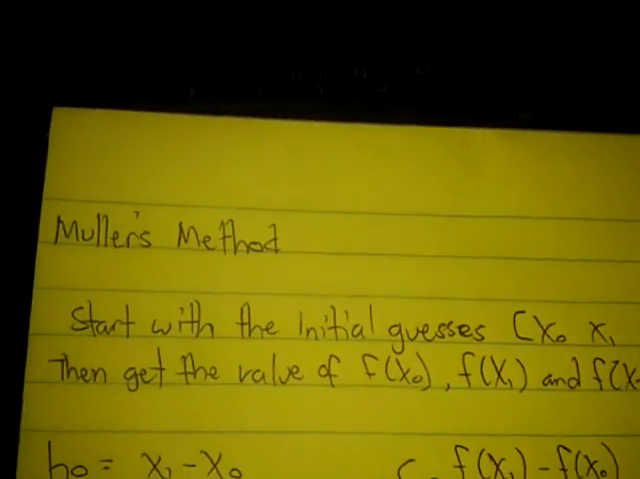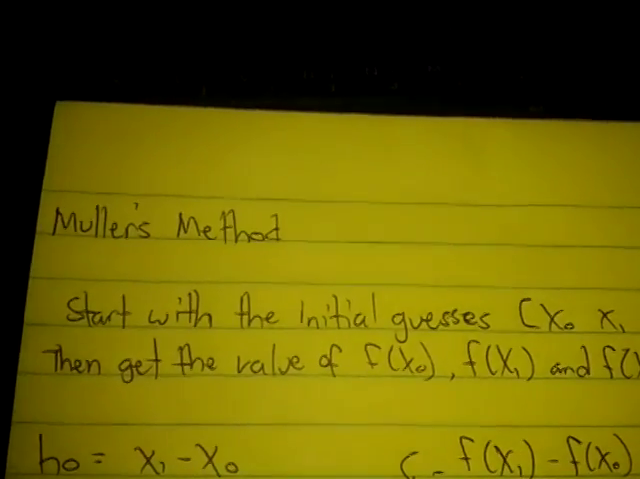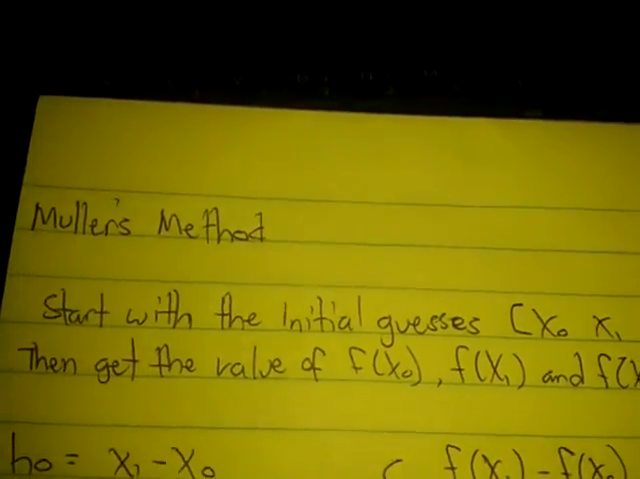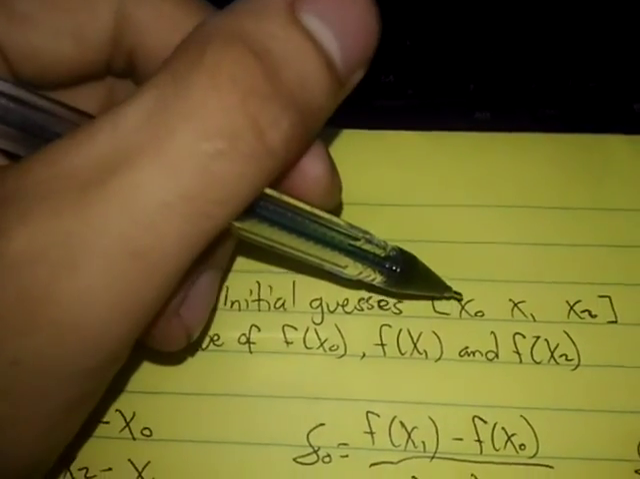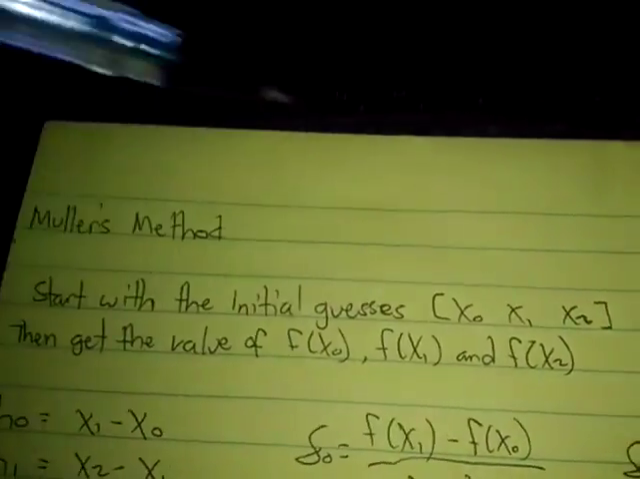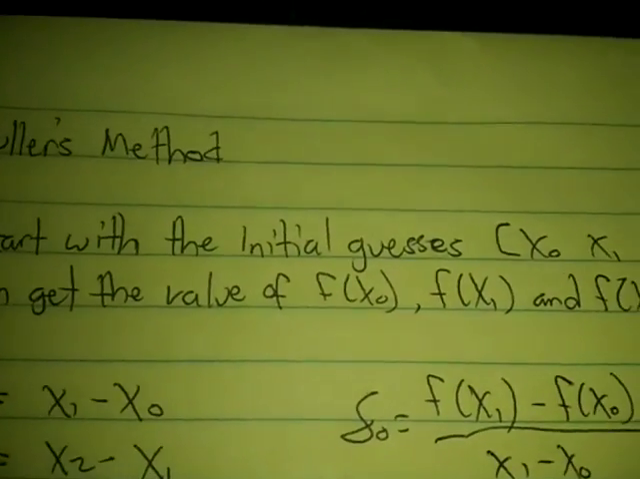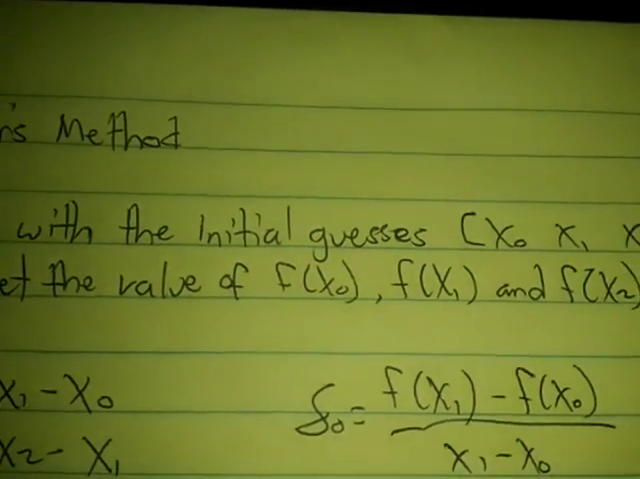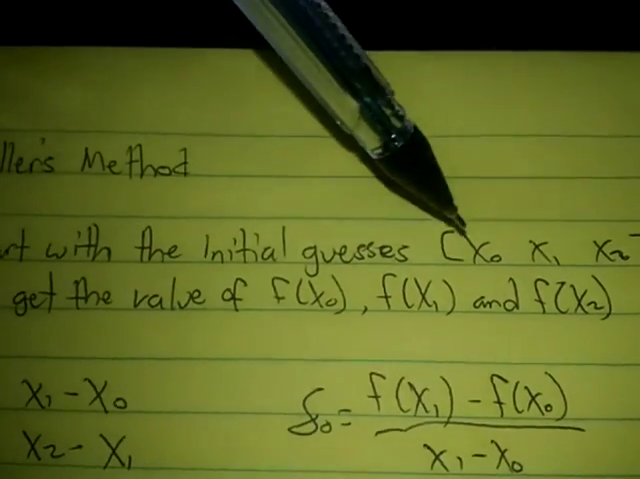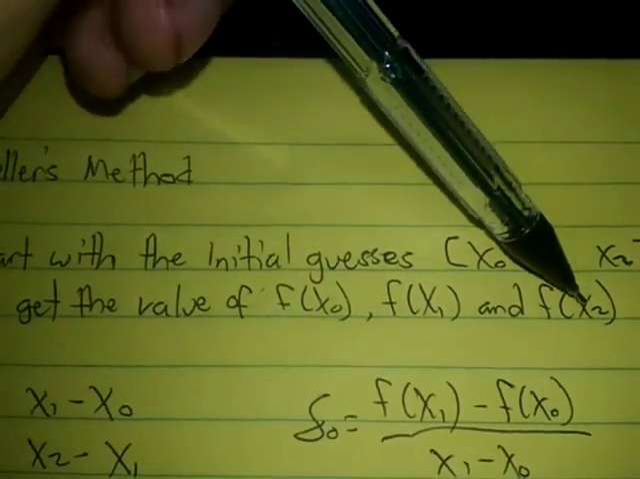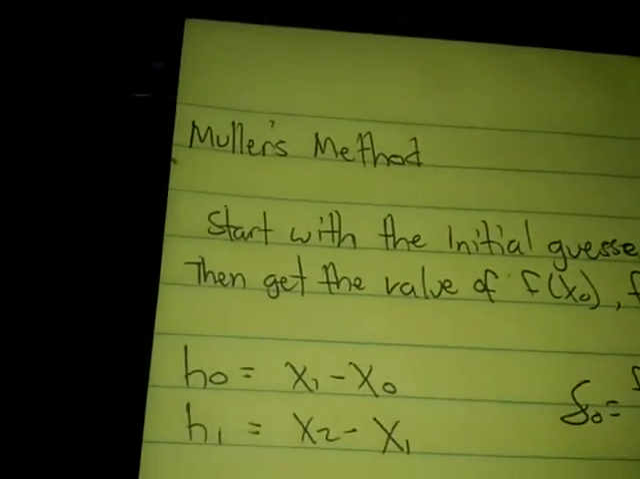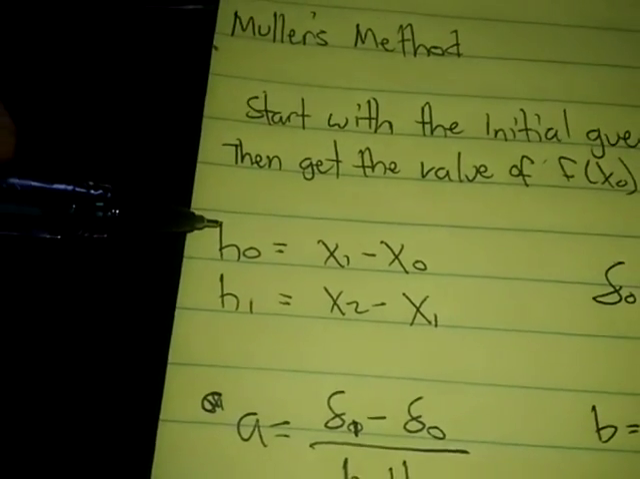So, ngayon, ituturo ko naman sa inyo kung paano mag-solve using Muller's method. Dito sa Muller's method, mag-start tayo sa initial guesses, which is x0, x1, and x2. Next, get the value of f(x0), f(x1), and f(x2). After natin makuha itong values na ito, mag-proceed tayo dito sa value na h0.